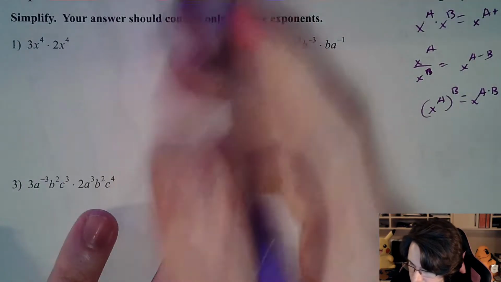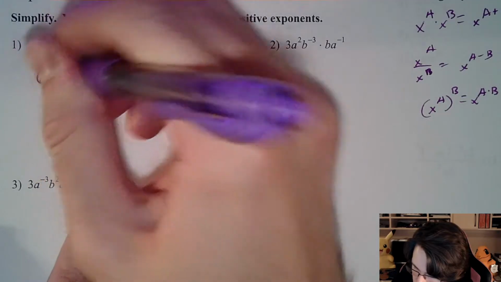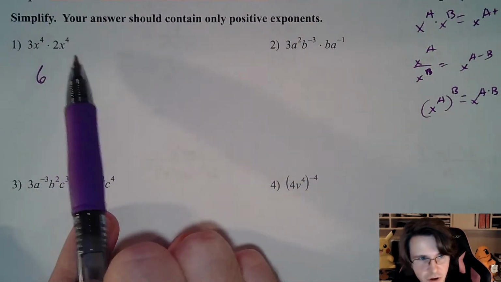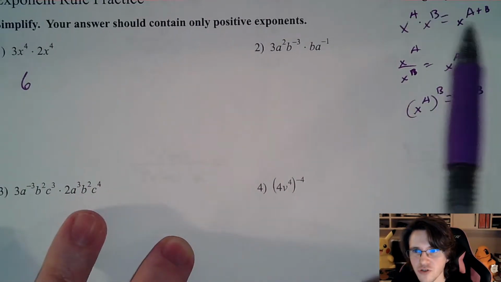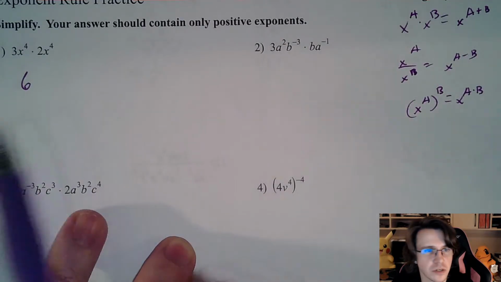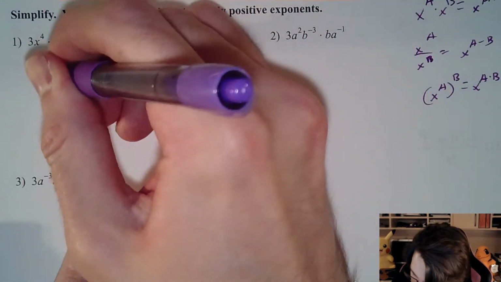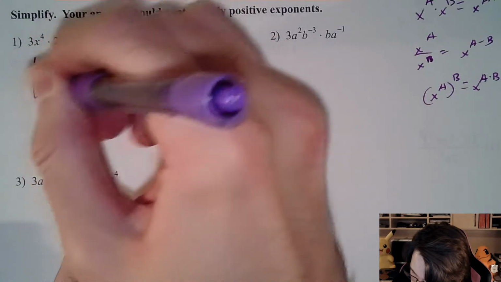For here, the numbers in front, you just multiply like normal. So 3 times 2 is 6. But for our two guys here that are being multiplied, we're going to use our rule we just wrote down. When you multiply those exponents, you add them here. You get x to the 8th power, 4 plus 4.